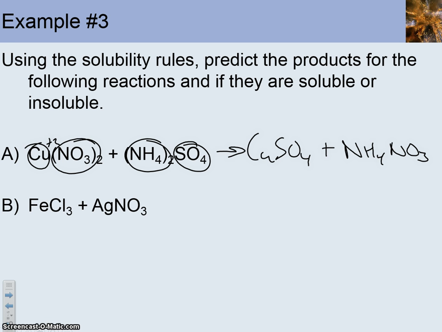Now to figure out if these are soluble, you can look them up in the table, or if we remember our SAP and CAN: sodiums, ammoniums, and potassiums. Here's ammonium, as well as chlorates, acetates, and nitrates, all tend to be soluble.